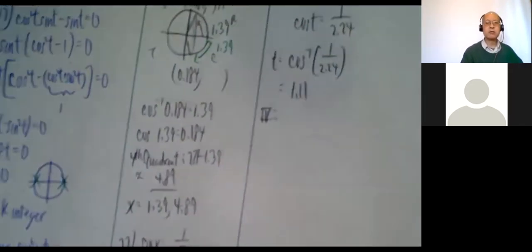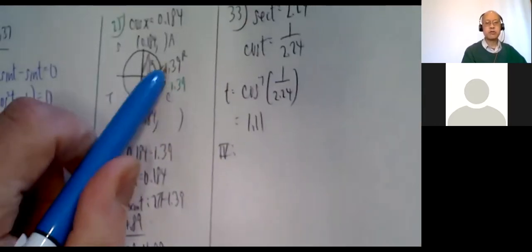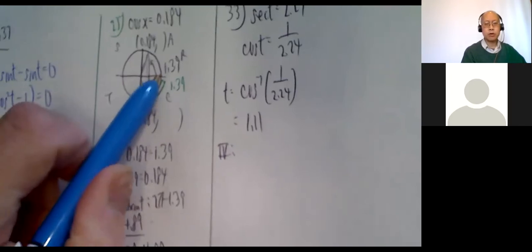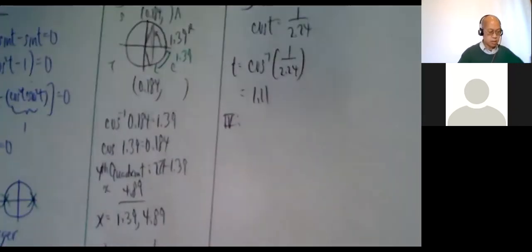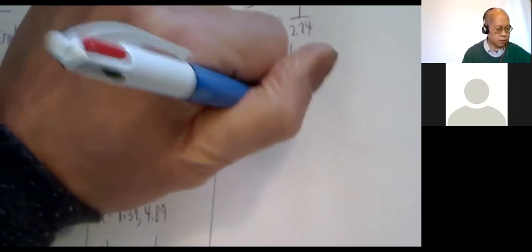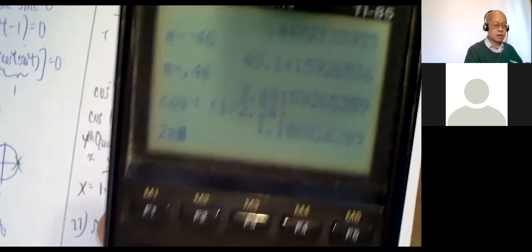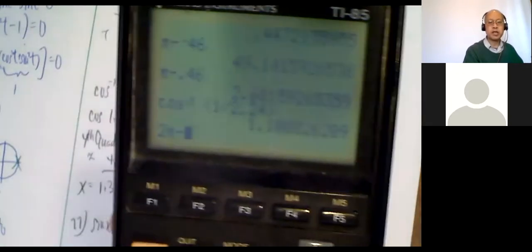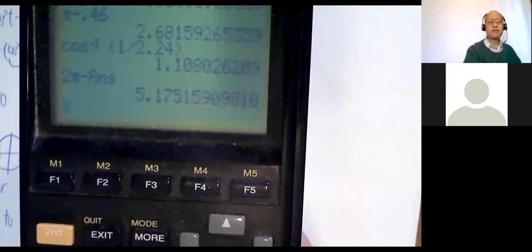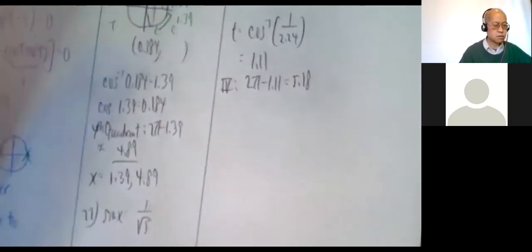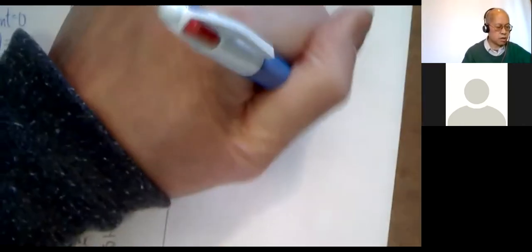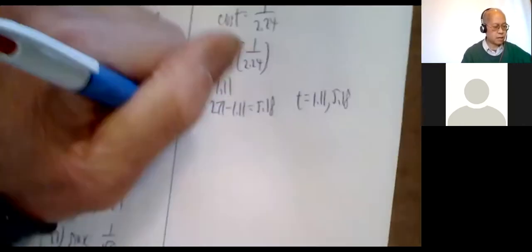And then the fourth quadrant angle, just like the same strategy here. This is 1.11. I go 1.11 down, or 2 pi minus 1.11. So 2 pi minus 1.11, or you can just say the answer. So I'll just hit the answer button, second function, answer. 5.175 means 5.18. Okay, so my angles that I want, t is equal to 1.11 or 5.18.